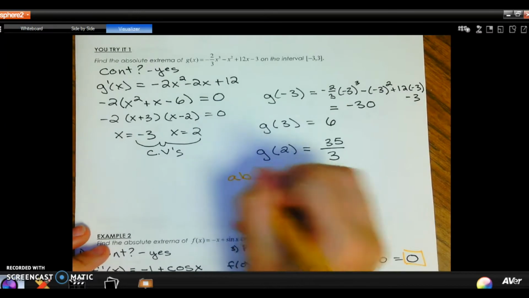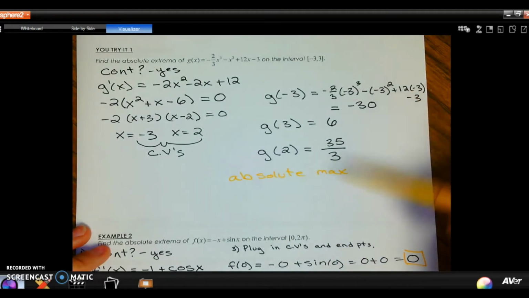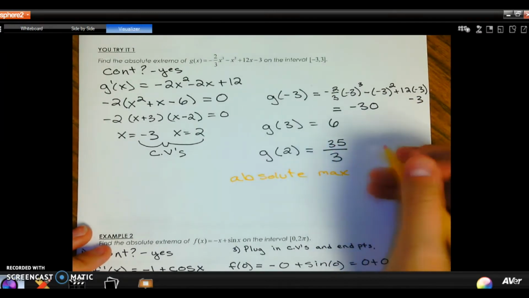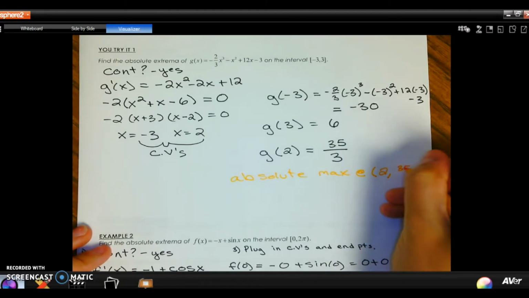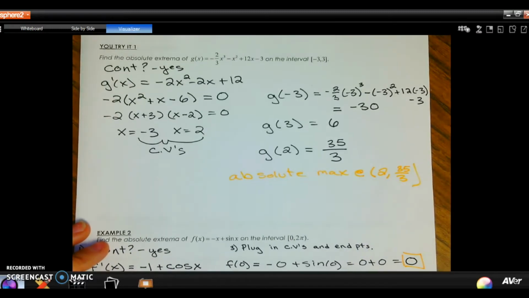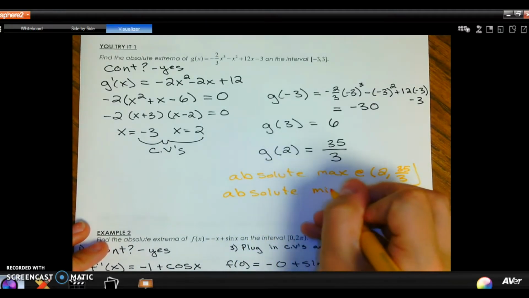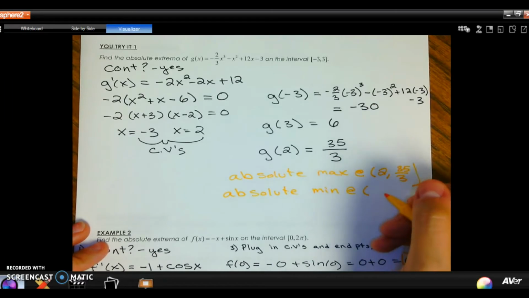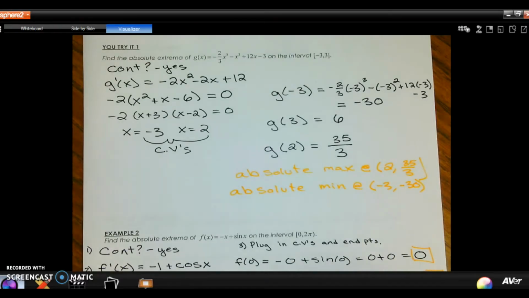So I would conclude here that there is an absolute max. So the largest of those values is here, okay? So that's going to be my absolute maximum, 35 thirds, but the absolute maximum is at the point 2 comma 35 thirds, okay? And then I have an absolute min at the point -3, -30. And that's it. So you've got your answer.